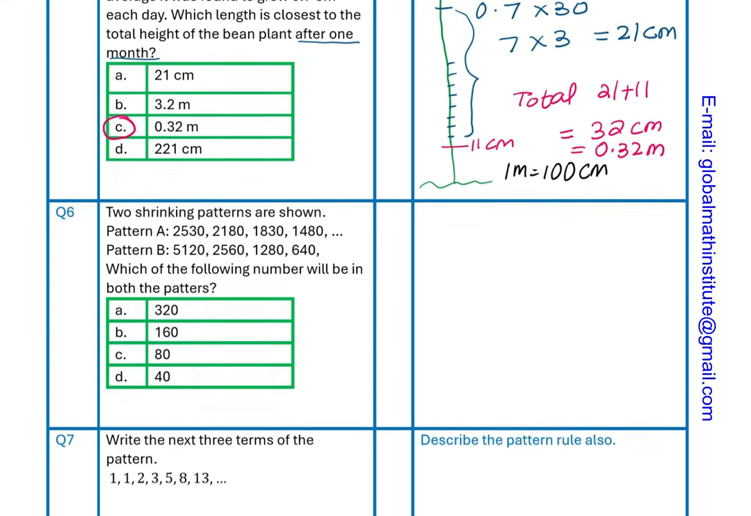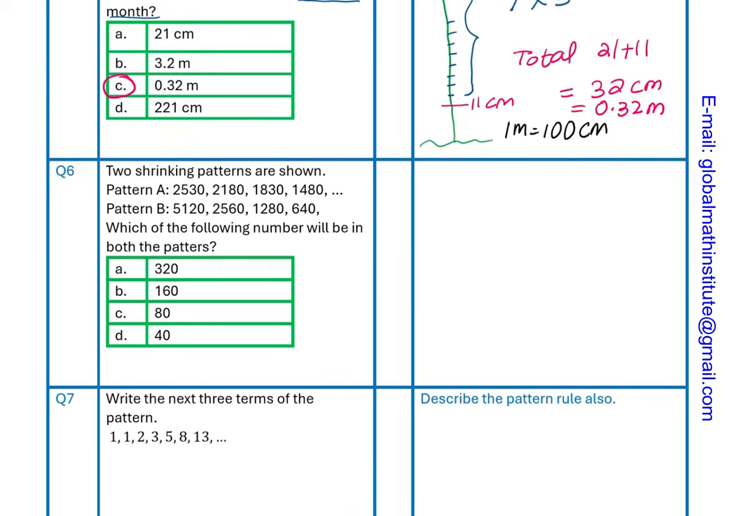Now let's look into question number 6. Two shrinking patterns are shown. Pattern A: 2530, 2180, 1830, 1480 and so on. Pattern B: 5120, 2560, 1280, 640 and so on. Which of the following number will be in both the patterns?